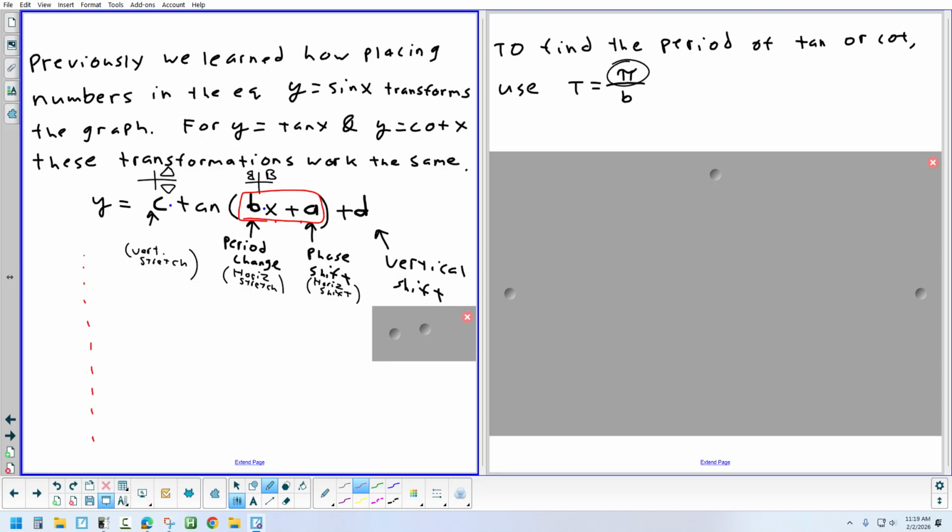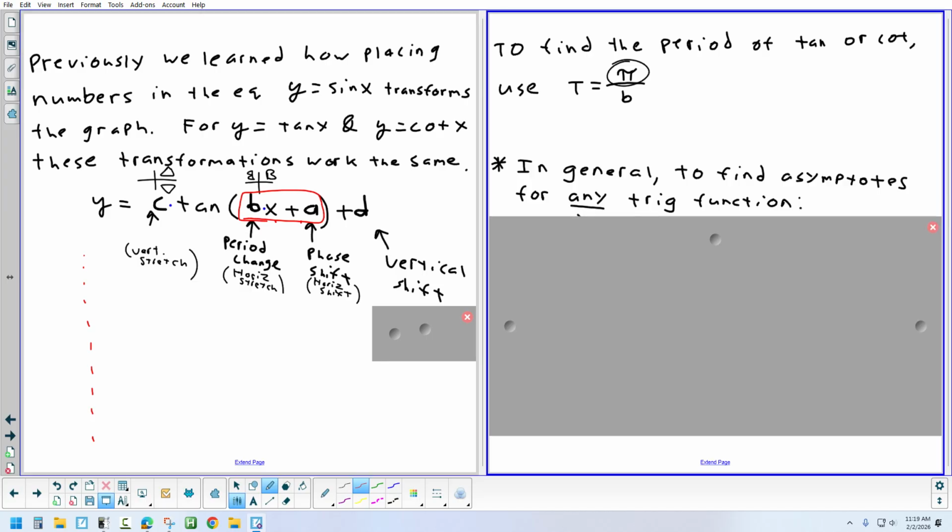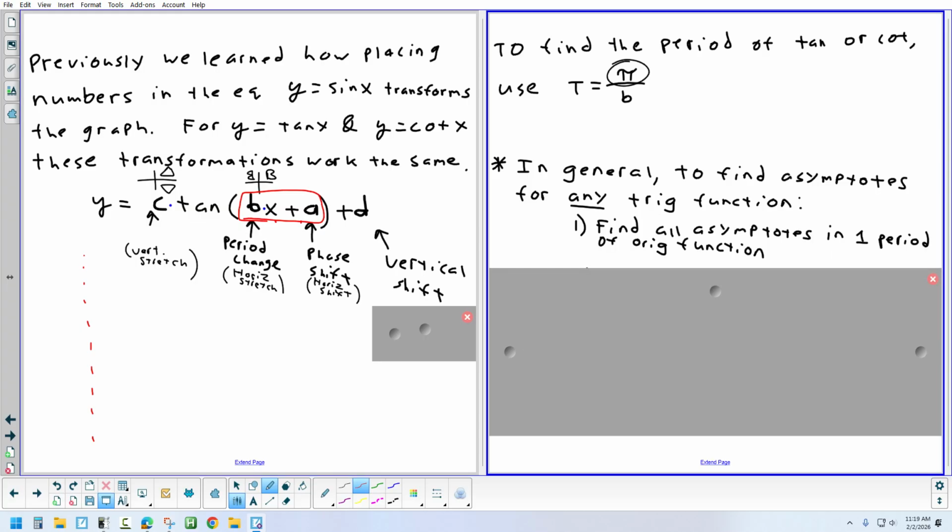So what I want to show you is, how do you find the asymptotes if they're not in the normal spot? What if they move left or right, or stretch and shrink left or right? Well, the first step is going to be to find the original asymptotes in one cycle.